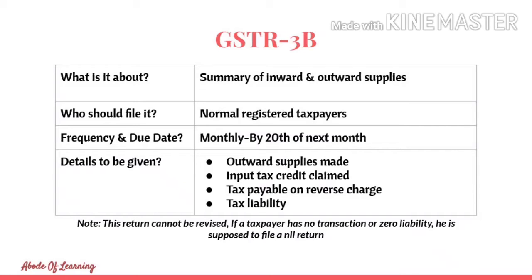Now the details to be given in this are outward supplies made, input tax credit claimed, tax liability. If you are someone who pays tax on RCM basis, then those details. So all these details have to be given in this. What is the credit that you're taking, how much is your liability, all of this will be shown in this return. And yes, this return cannot be revised. If there is a mistake, then you cannot revise it. So yeah, that's for GSTR3B.